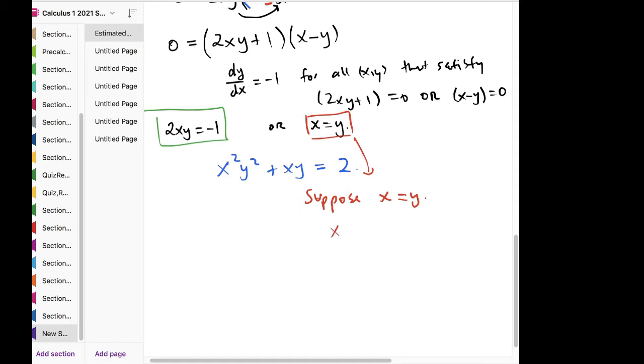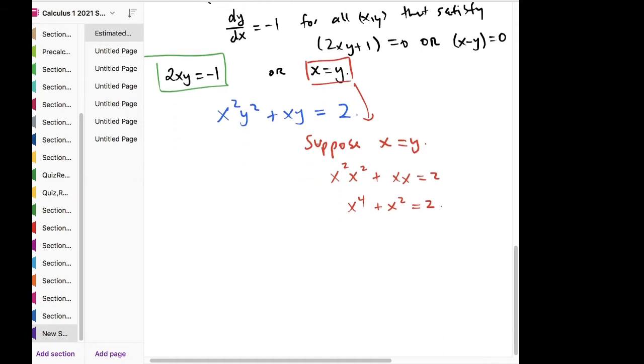So that means x squared plus xx equals 2, right? Because x equals y. That's all. Okay, how do you solve this equation? X to the fourth plus x squared is equal to 2. How do you solve that?